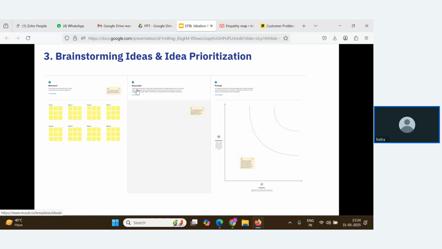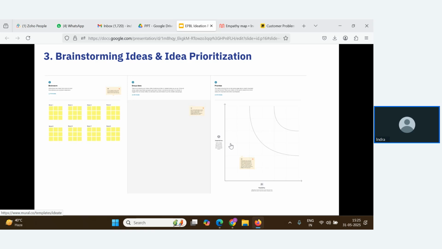Second is group ideas. Basically, the team will now look into all the ideas and start grouping the similar ideas together. For example, there are 4 members in a team who have given some ideas. There might be some ideas which are very similar to each other. So what we will do is group the similar sticky notes into a cluster. If one cluster becomes too big, we will break it into smaller sets. This will help us to see the pattern and identify the themes inside the ideas.